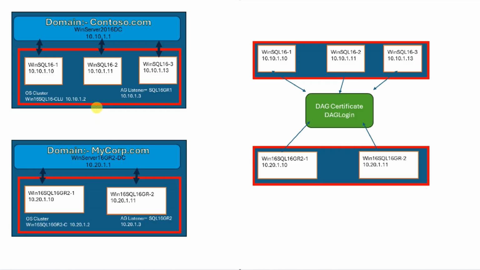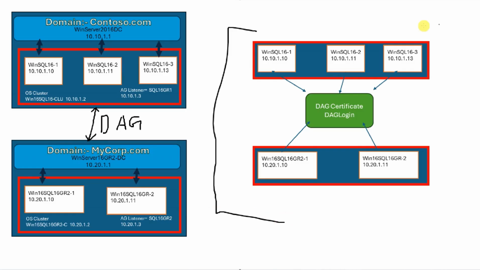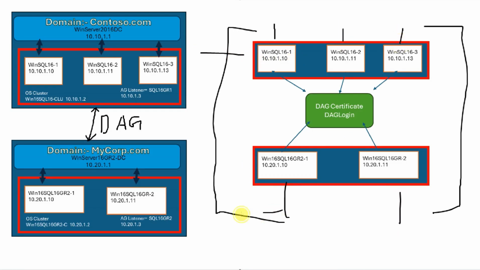So we are going to configure a distributed availability group between these two environments. Now, before we move to the demos, I will try to explain one more thing in this section. Now let's focus over here. As you can see, we have SQL nodes mentioned over here. That's node 1, node 2, node 3 from the first environment, and then node 1 and node 2 from the second environment. Now, they can obviously ping each other, right?